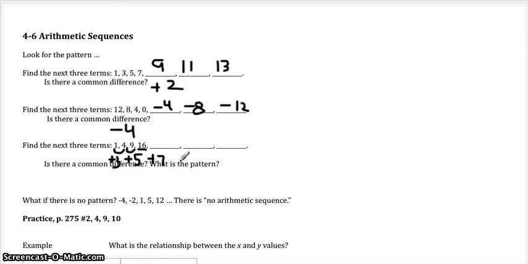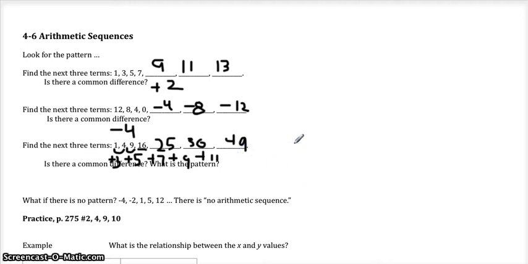So what do you think the next term is going to be? It's going to be a +9. So we'd have 25, and then it would be a +11. That would be 36. And then the last one will be +13, which would give you 49.